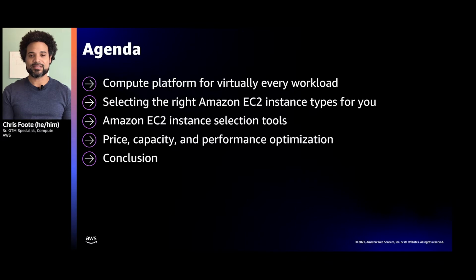So we have a lot to cover today, and the first thing we'll cover on our agenda is how this is a compute platform for virtually every workload. You have a lot of different instance types and flexibility, and we're going to cover how to select the right Amazon EC2 instance type for you. To make those selections, we're going to guide you through a suite of tools to help you choose the best instances for your workload. And then we'll go into how to optimize across price, capacity, and performance. And last, we'll conclude.